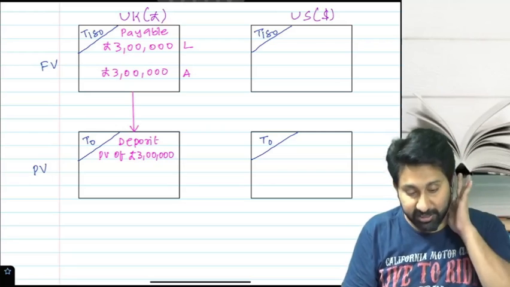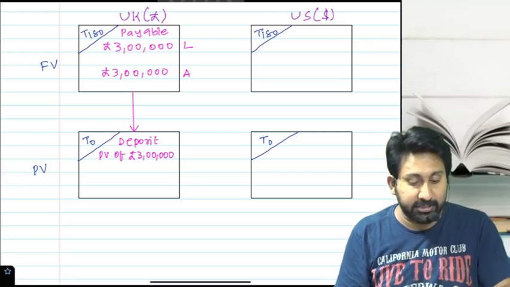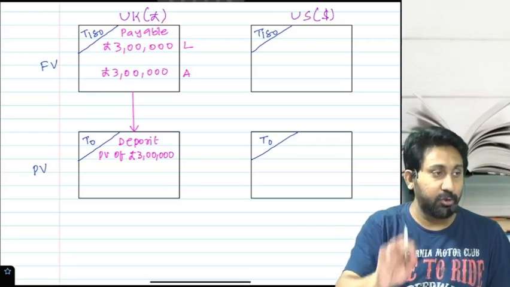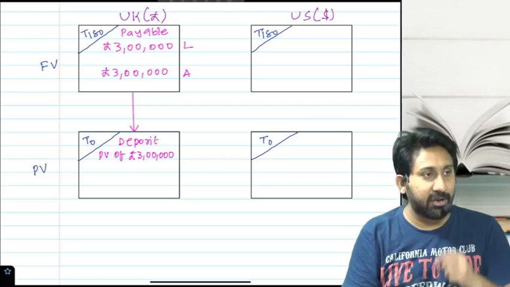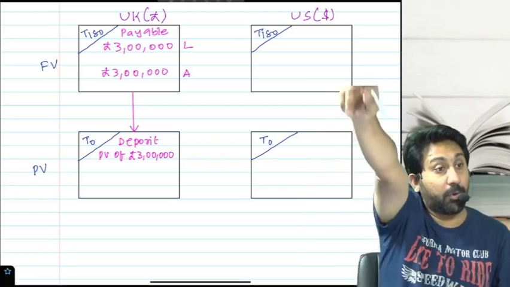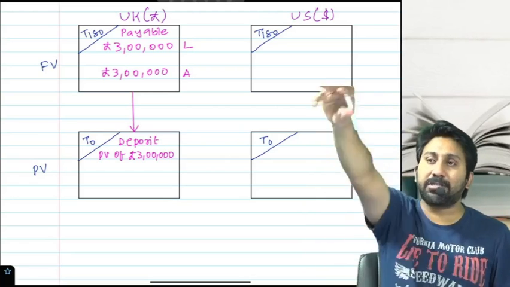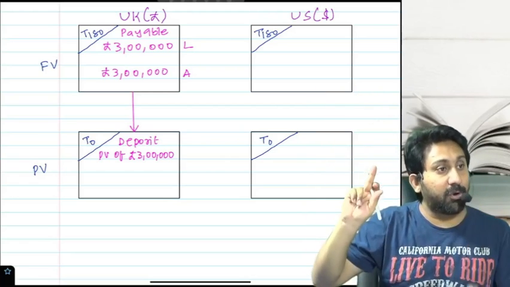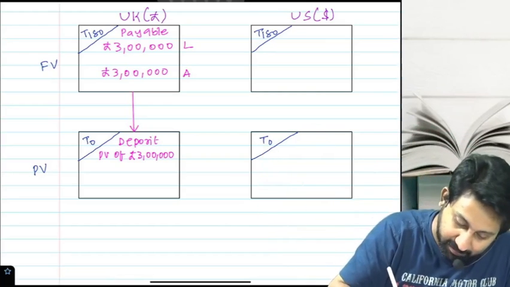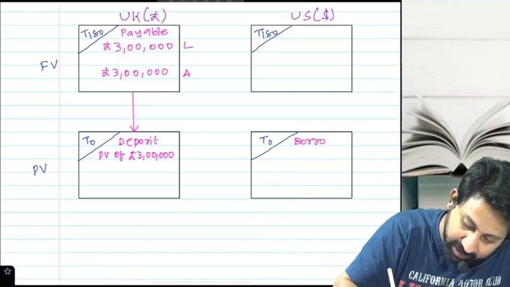Now answer my question clearly. To deposit 3 lakh pounds in the UK, how will you get the money? We are from the USA, and we have to deposit pounds in the UK. How can you deposit pounds in the UK? You borrow in dollars and convert into UK pounds. That means first you need to make a borrowing.